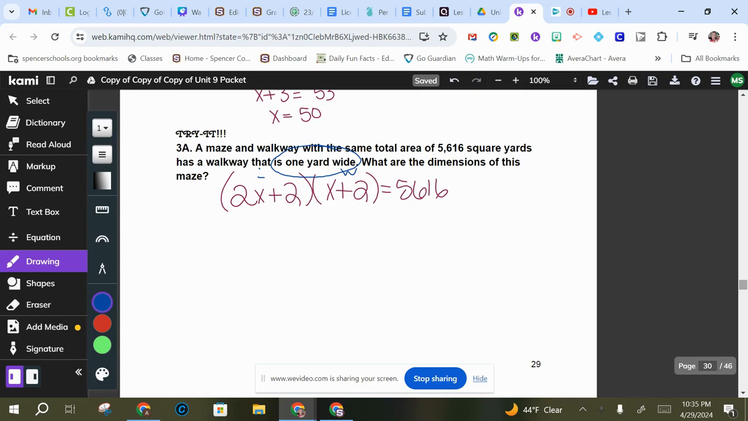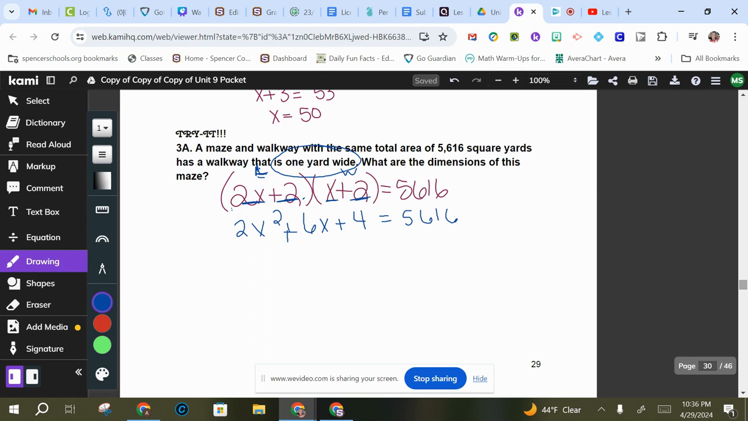So I'm going to multiply my 2 binomials together, just so I'm taking length times width here. And I get 2x squared plus 6x plus 4 equals 5,616. And again, I got this because it was twice the width, and then there's 1 yard on both sides of the walkway. And then this is the width, and since there's 2 of them, it's plus 2.